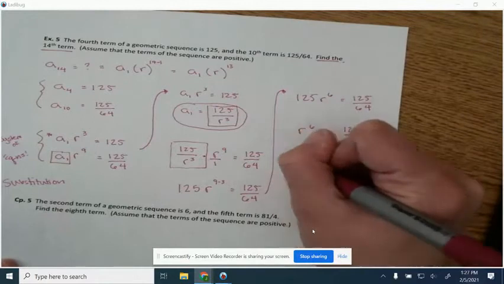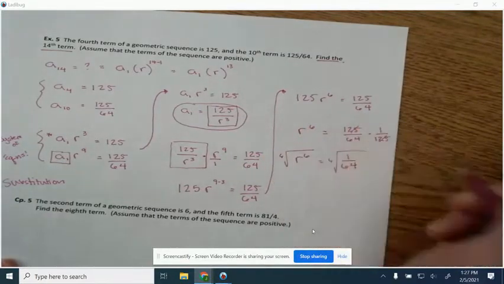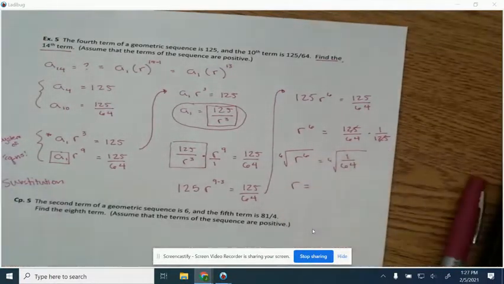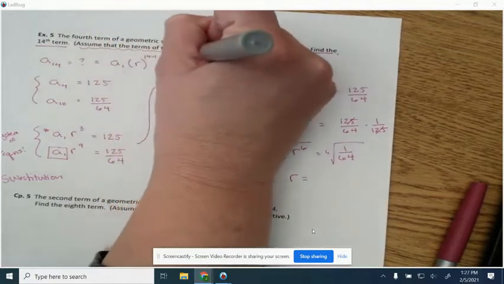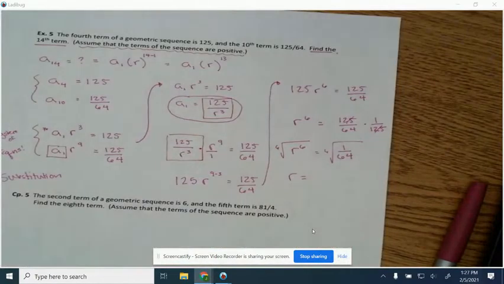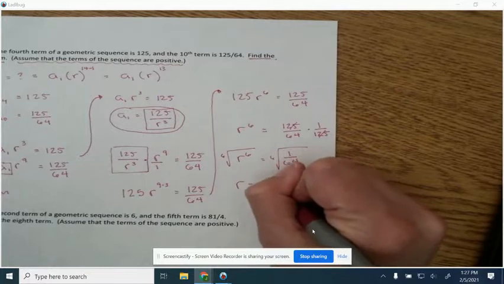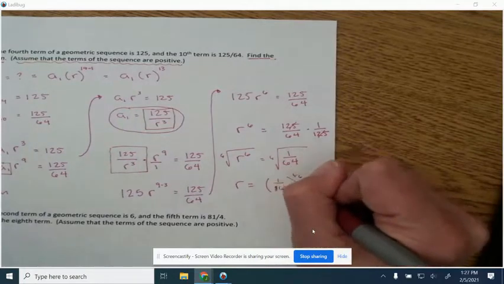And so what I need to do is take the 6th root of both sides. Okay. So r is going to equal, typically we would say plus or minus because I'm taking the 6th root. But that's what these parentheses are here for. We are assuming that my common ratio is positive. And so what I would like to remind you is that the 6th root of 1 over 64 is equal to 1 over 64 to the 1/6 power.